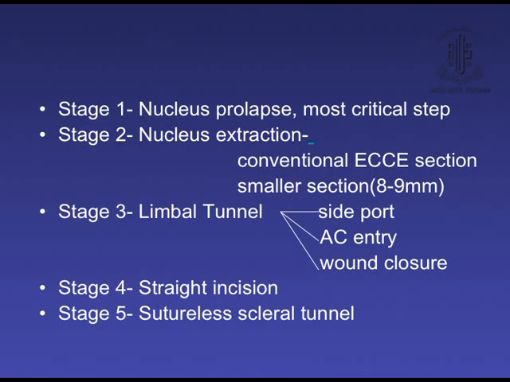Stage 1 is nucleus prolapse, which is the most critical step, and it's a new step for an ECCE surgeon. Stage 2 is nucleus extraction. First, it is done through a conventional ECCE section. As he masters this technique, he goes for a smaller section, which is 8 to 9 millimeters. Stage 3 is the limbal tunnel construction. During the same time, he has to learn how to make a side port, an AC entry, and wound closure. Stage 4 is a straight incision, and stage 5 is the final sutureless scleral incision.